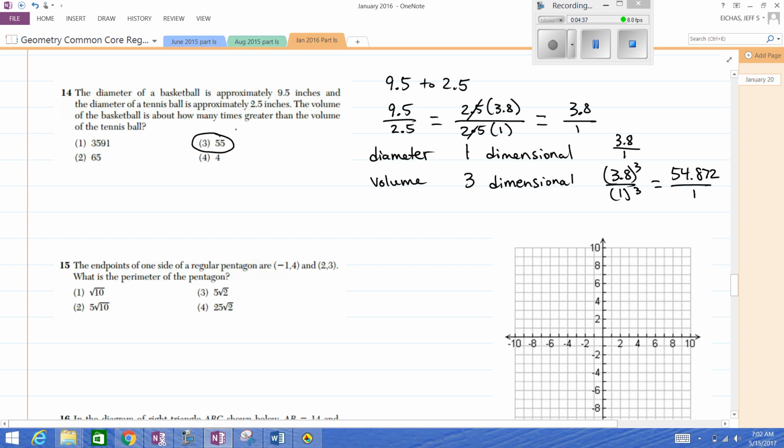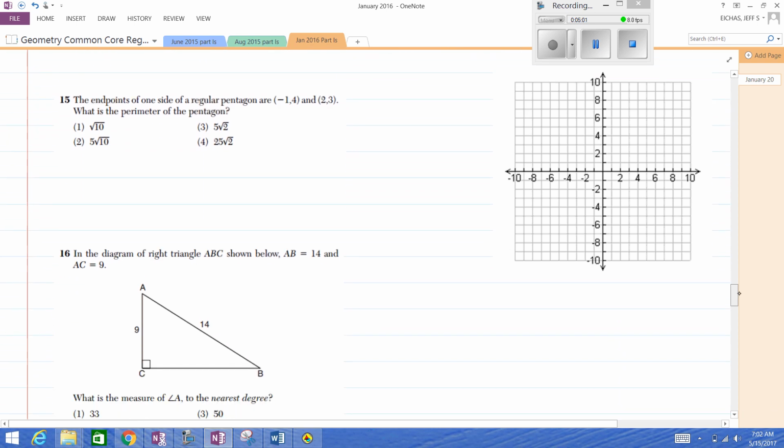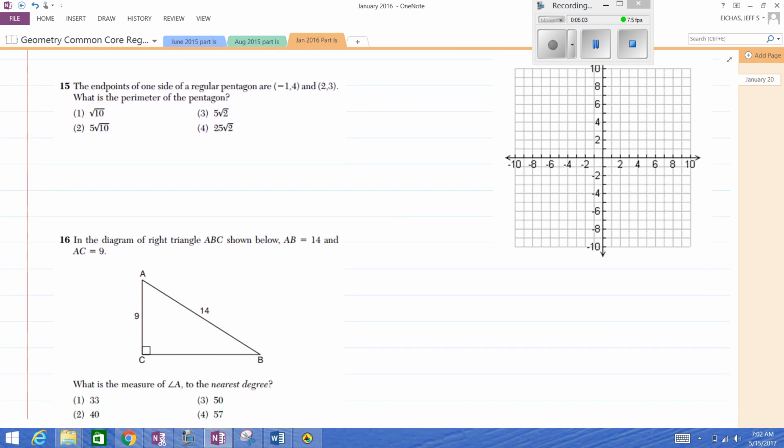Now, of course, there's other ways we could do it. We could go through and find the entire volume of both basketballs, and then figure it out from there. But really the problem is, do you understand that concept right here? That for the three-dimensional measurement, you would take the ratio of a one-dimensional measurement and cube it. That's one way to do that problem. That's the intended way to do that problem.